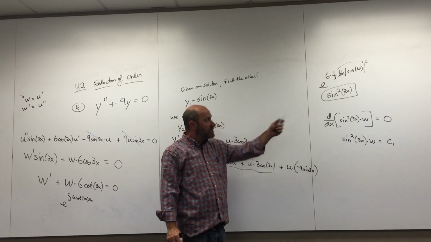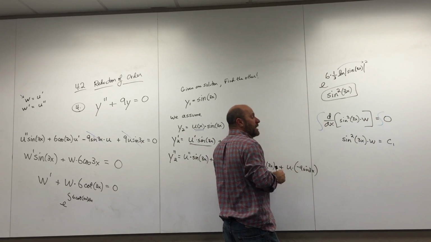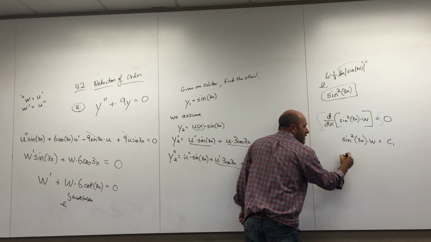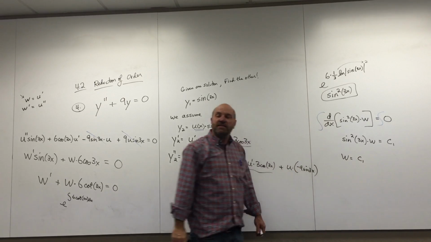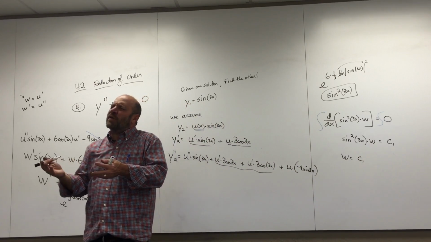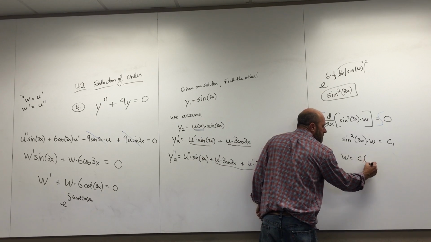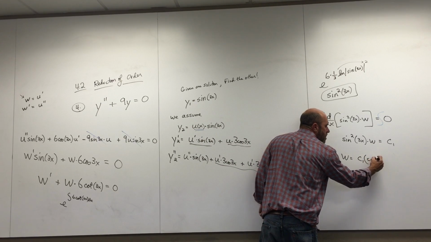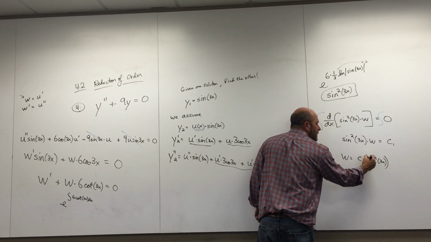Cool. I just integrated both sides. Yep. Awesome. I'm going to divide by that sine squared, and w is C1 over sine squared, but if I move that sine squared up, it's a cosecant squared. It's a cosecant squared. Wow, you guys. That's w.